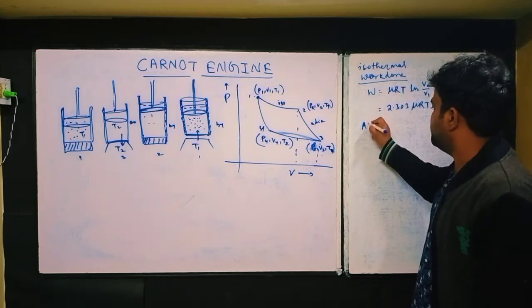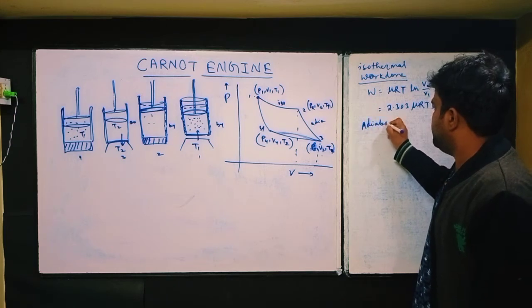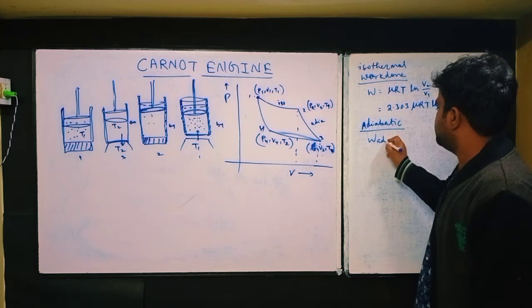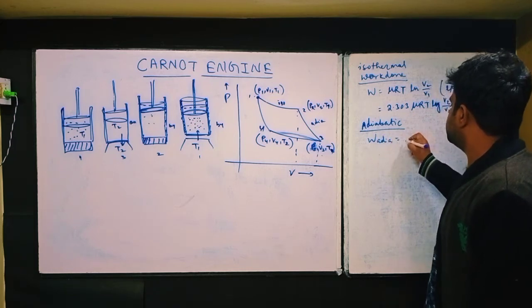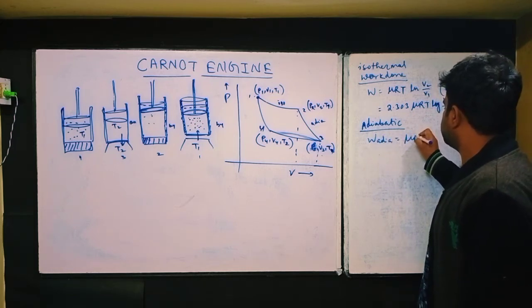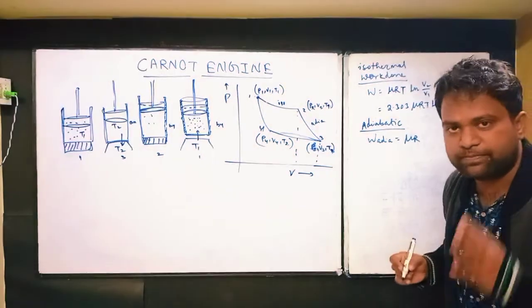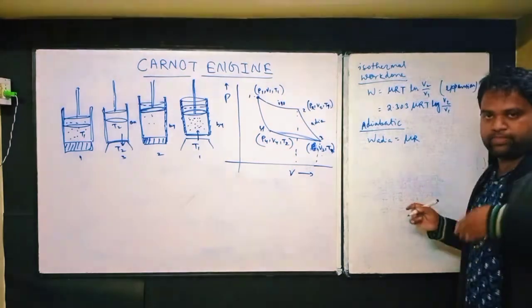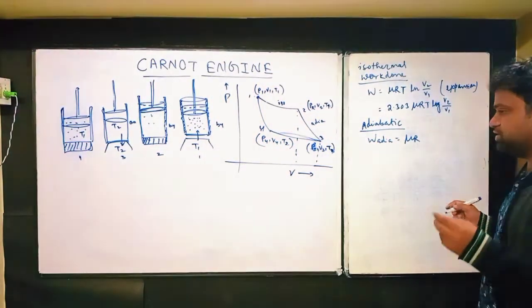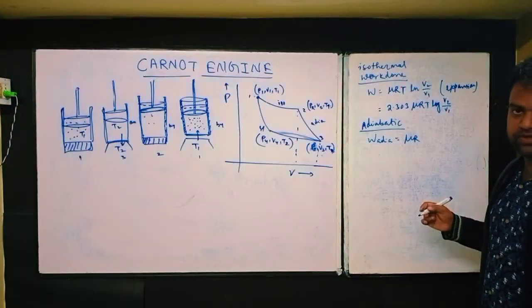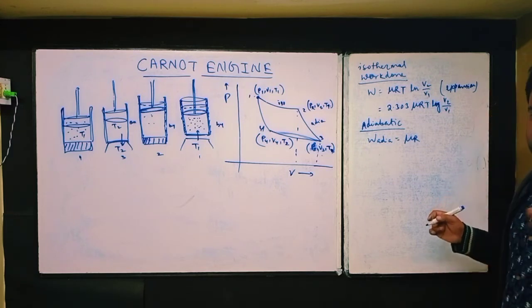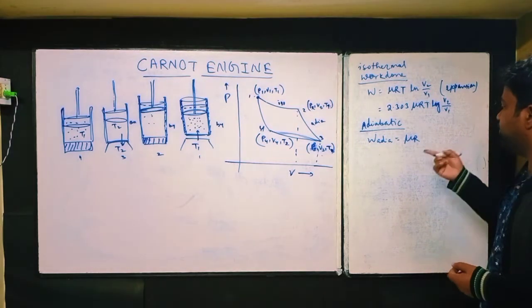For adiabatic, what is the work done? Work done for adiabatic is mu R in terms of temperature. Already I have done it. You can watch the video. I think I recorded it last week, so it's there in the channel. You can go and search this video about work done in adiabatic.